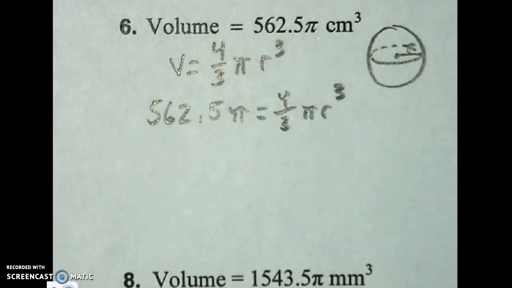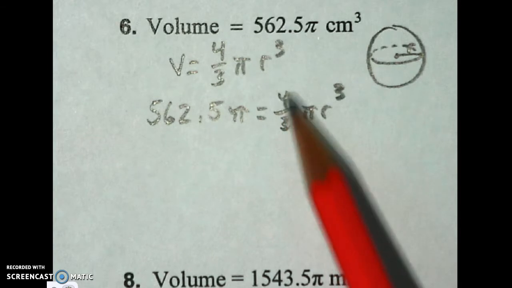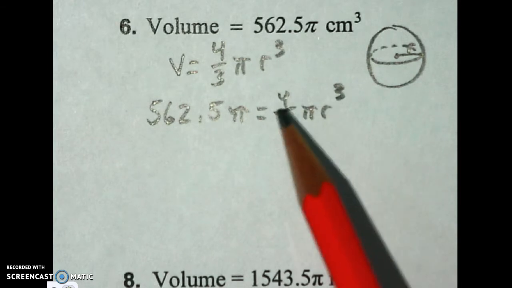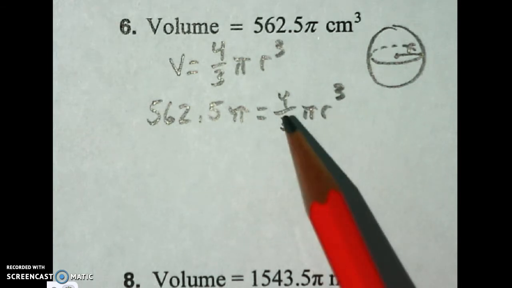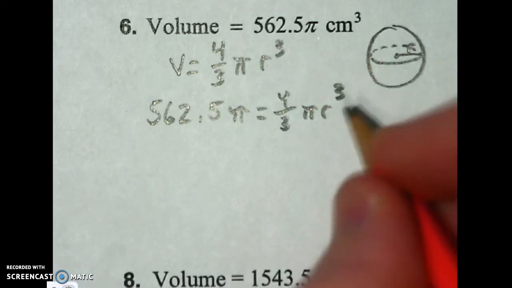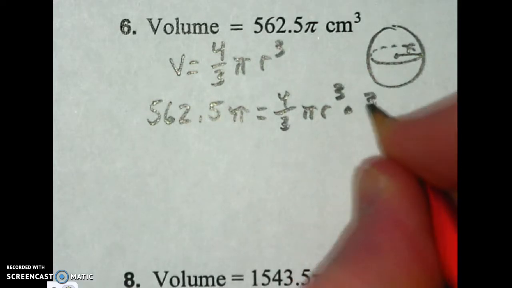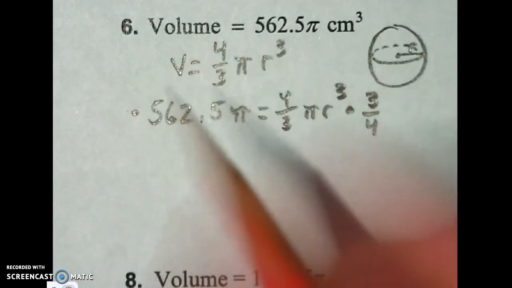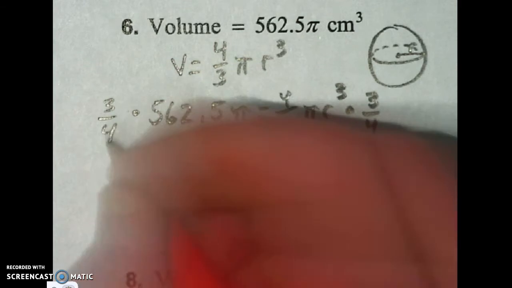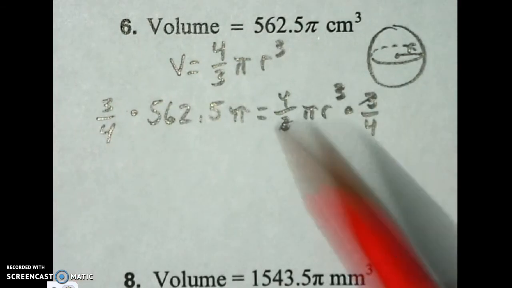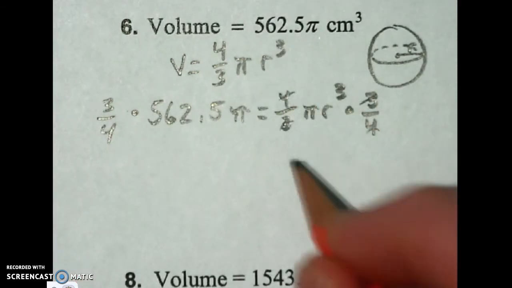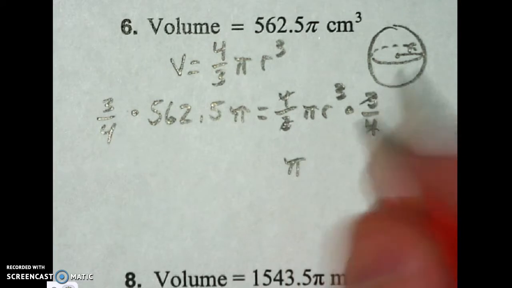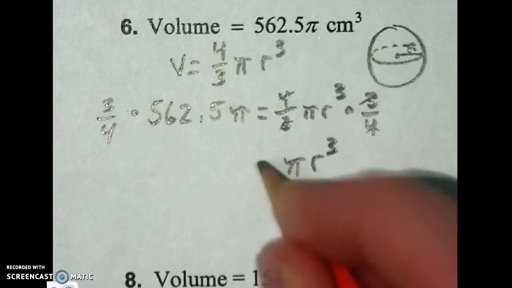First thing I'm going to do on this is get rid of this 4/3 so I can get to r. If you remember how to get rid of a fraction, you use the reciprocal. So I'm going to times by 3/4, and over this side I'm going to times by 3/4. So the 3 and the 3 are going to cancel, the 4 and the 4 are going to cancel. I'm just going to be left with pi r cubed on this side.